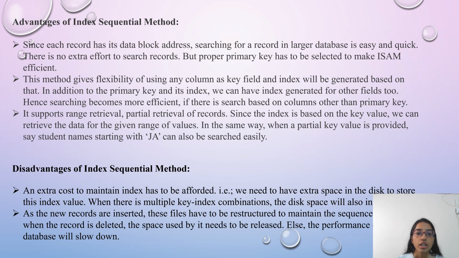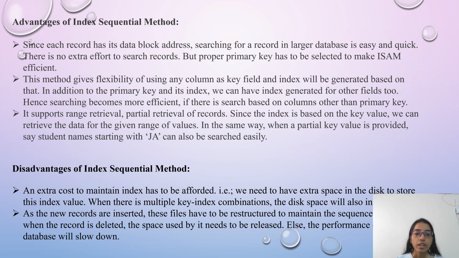It supports range retrieval and partial retrieval of records. Since the index is based on the key value, we can retrieve the data for the given range of values. In the same way, when a partial key value is provided, say student name starting with JA, it can also be searched easily. Disadvantages of index sequential method.